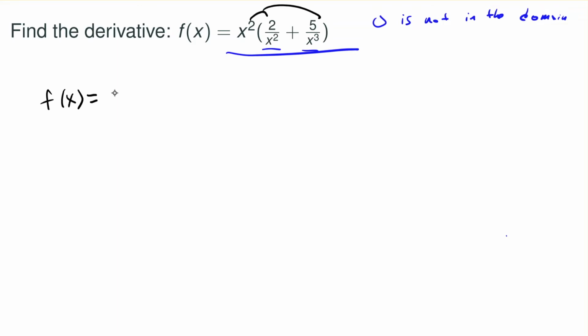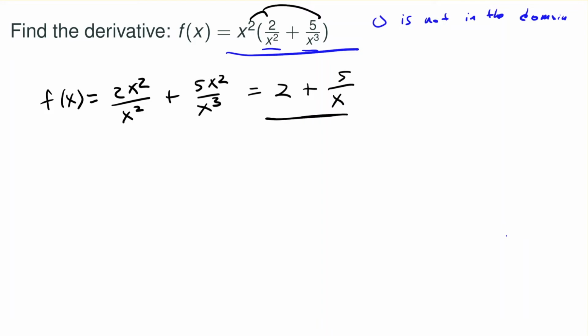We can distribute x squared: 2x squared over x squared plus 5x squared over x cubed. But because we already know that 0 is not in the domain, we can simplify this. We can simplify this to 2, x squared cancels out, plus 5 over x. Okay. So now if you look at here, 0 is not in the domain still, right? But even if this x somehow cancels out in the denominator, we always have to just remember 0 is not in the domain. We're simplifying for the purpose of finding the derivative.